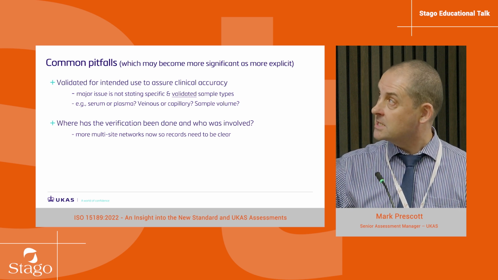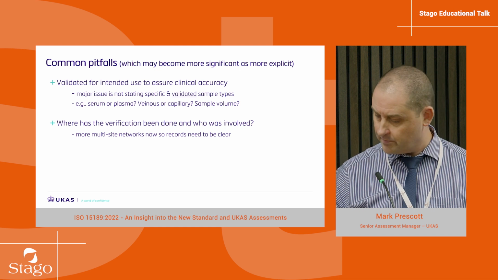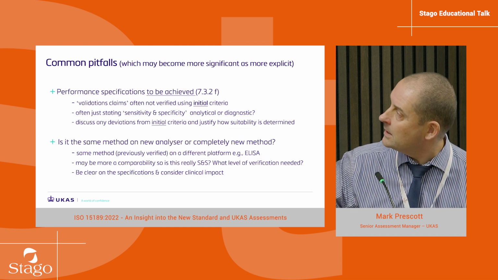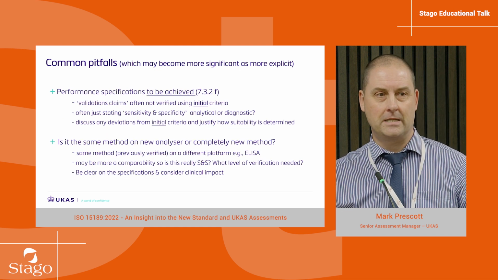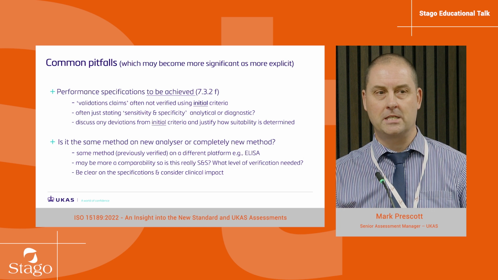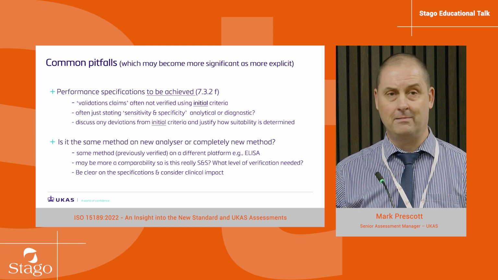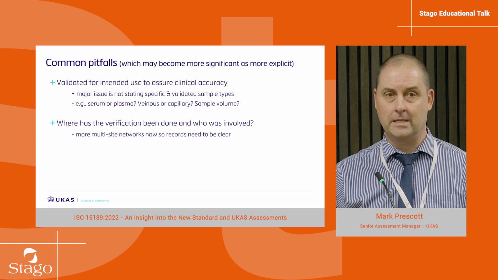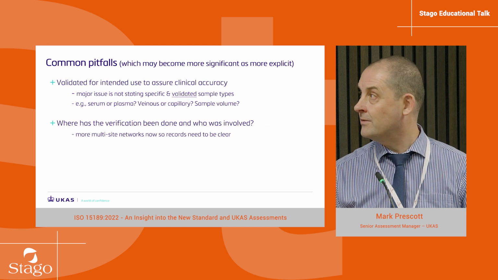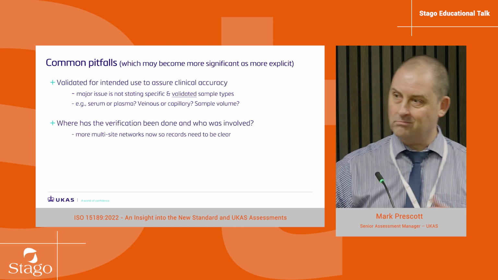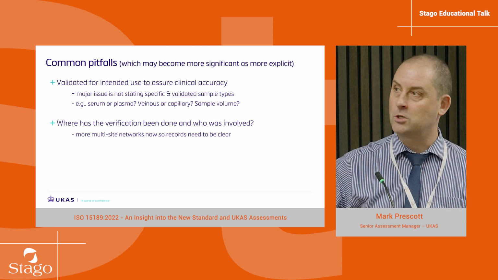And just mentioning the sensitivity and specificity before, talking about analytical sensitivity and diagnostic, it's not just sensitivity and specificity, it's about considering things like interferences and cross-reactivity. That often does not get considered within verifications, or that may be more relevant in some of the microbiology ones that I would look at.